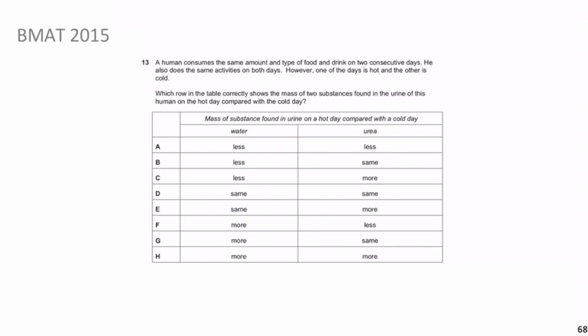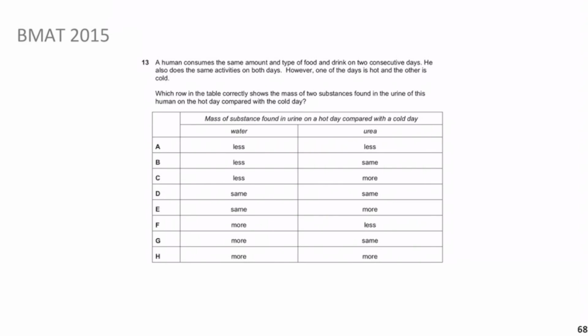This says a human consumes the same amount and type of food and drink on 2 consecutive days. He also does the same activities on both days. However, on one of the days it is hot and the other it's cold. Which row on the table correctly shows the mass of substances found in the urine of this human on the hot day compared to the cold day? Okay, so guys, pause the video, give yourself a minute, be sure to come back. We'll be going through the solution.